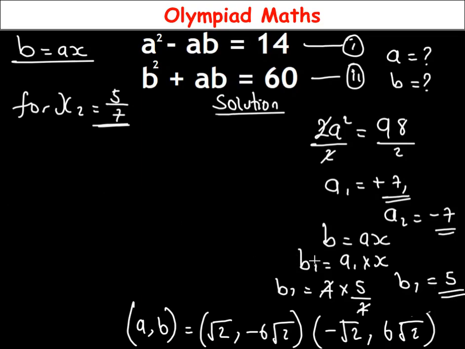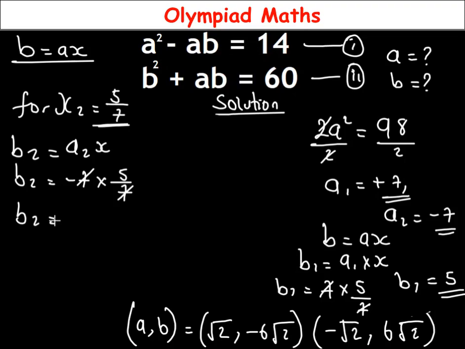Okay, good. Now to solve for b2, b2 is then equal to a2 times x. So b2 now is equal to, the value of a2 is minus 7, so minus 7 times x, which is 5 over 7. So 7 divided by 7, you have b2 is equal to minus 1 times 5, which is minus 5. So with this, we've gotten the values of b2, b1, a2, and a1.